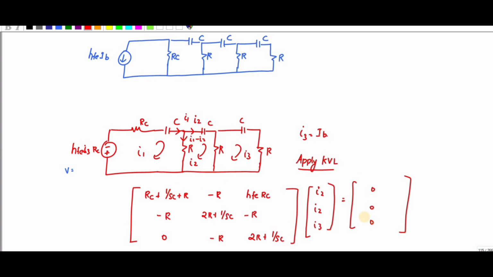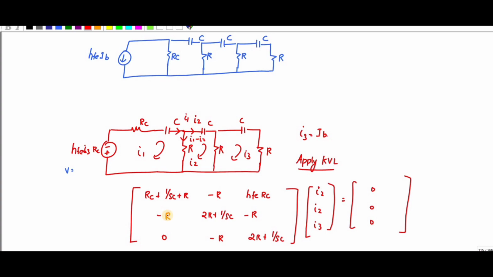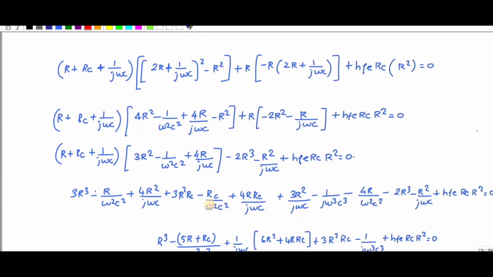So we need to find the del value. It is the determinant value for this matrix. How to find the determinant value? First you take the first column, first value, then you cross multiply these two minus of this one, then minus of minus R into the opposite value. You have to cross multiply this value. Then the third column, you take and multiply these two minus of this one. So if I do this, I will get this equation.